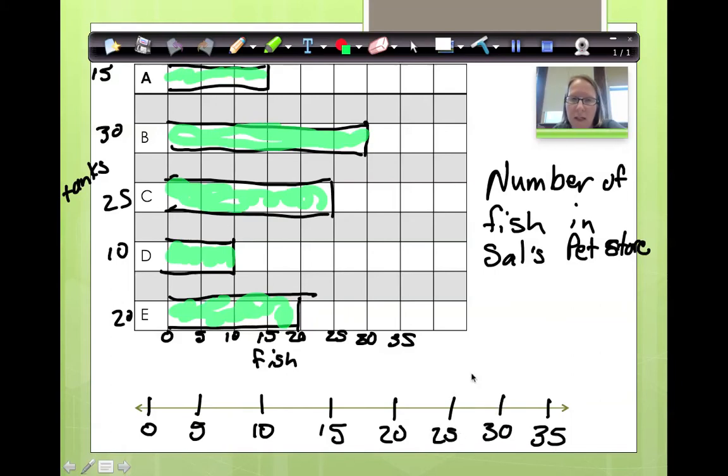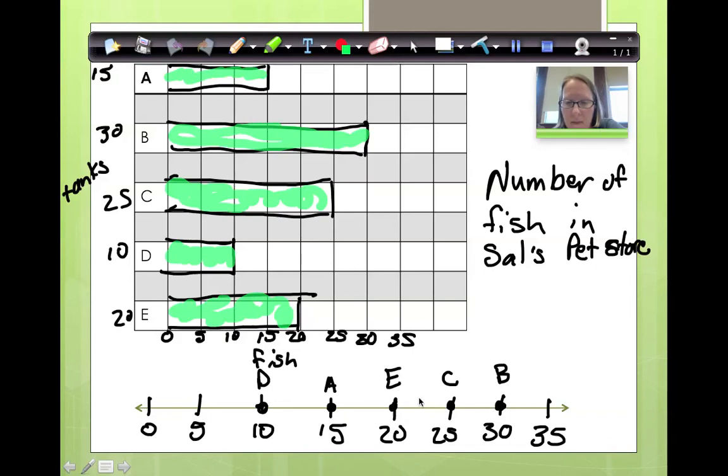Now, A was 15. So I'm going to put a dot here. I'm going to label it my tank A. Tank B was 30. Right here, dot, label it. Tank C is 25. Put your dot, label it. Tank D is 10. Put your dot, label it. And tank E is 20. Put your dot, and label it.